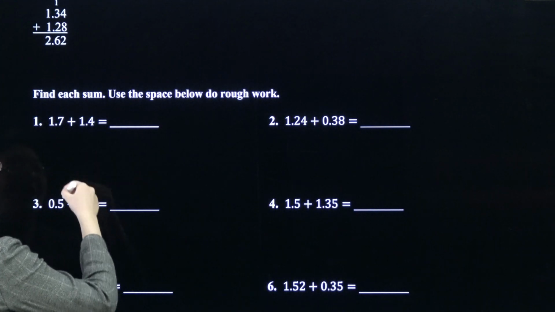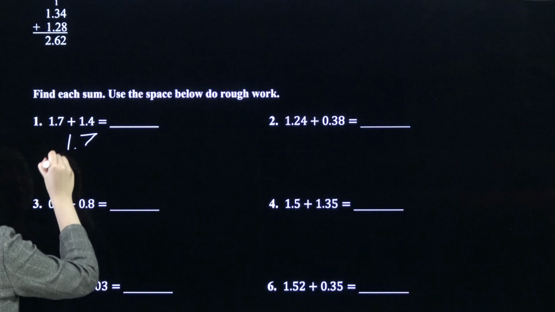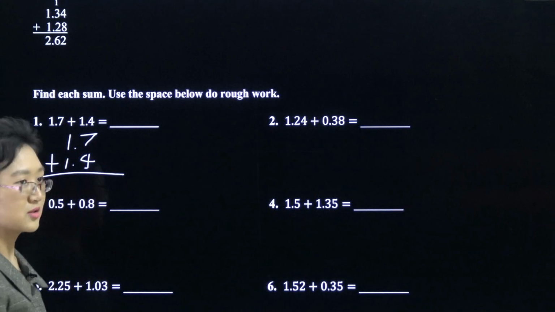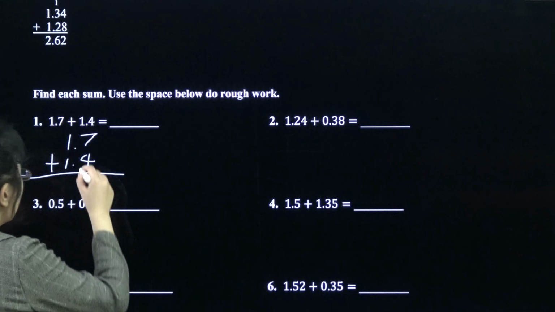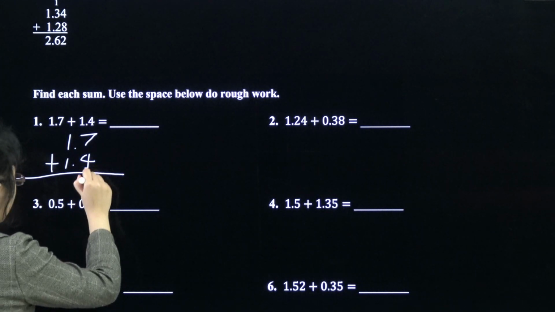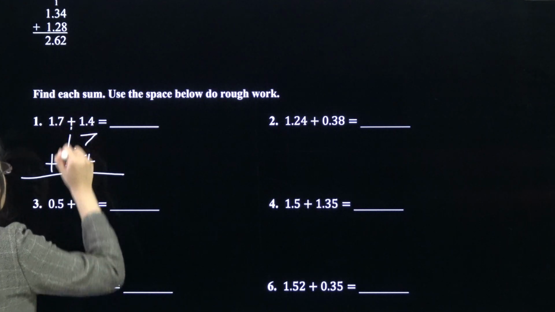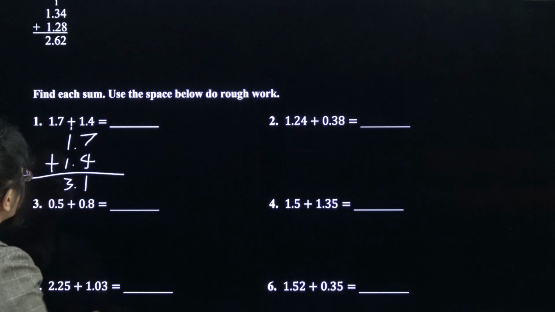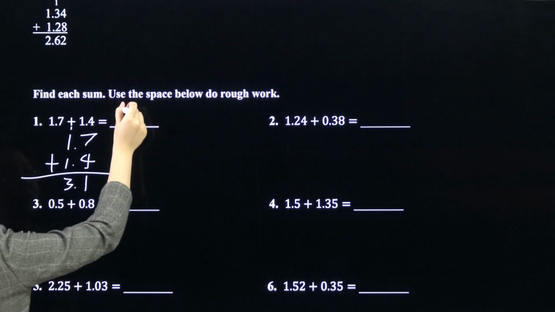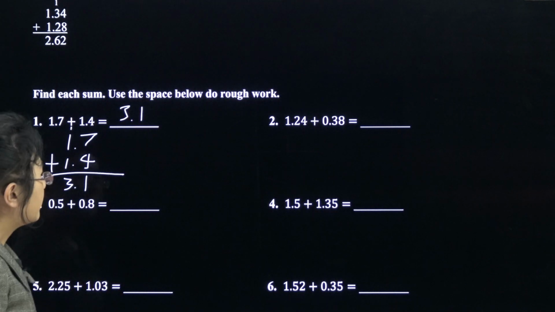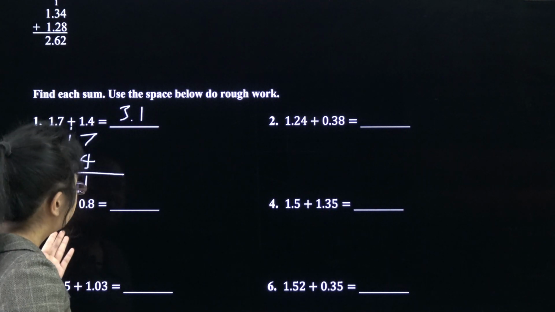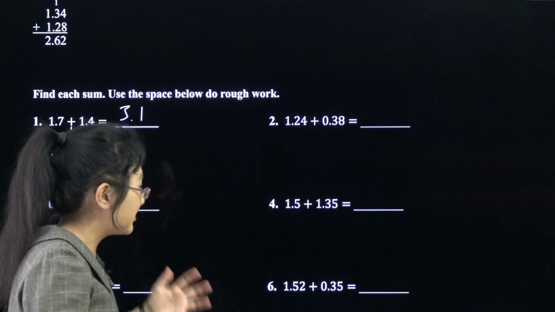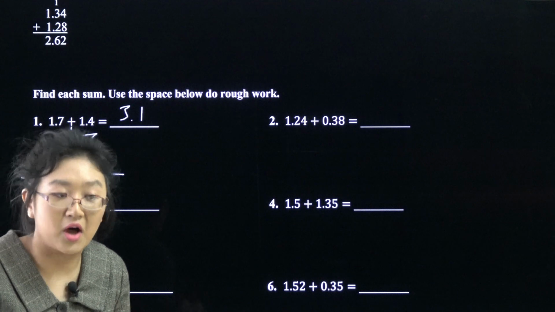So, now, 1.7 plus 1.4. We're just going to use vertical form, or, I like to call it stacks. 4 plus 7, 11. Do we need to regroup? Yes. And then 1 plus 1 plus 1, 3. 1.7 plus 1.4 equals 3.1. When you're adding decimals, line up the decimal place. Don't line up anything else, just the decimal place needs to be lined up.